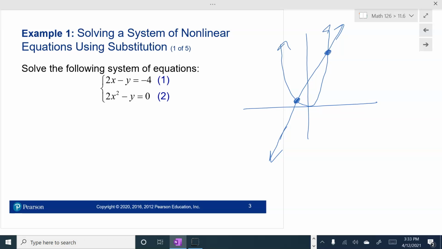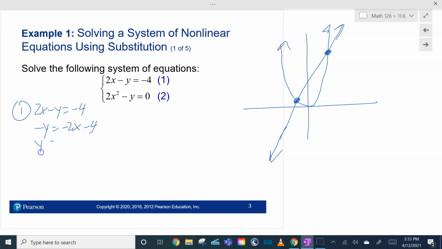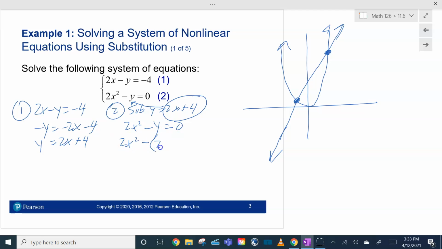Let's think about doing that algebraically then. I'm going to do this by substitution. So I'm going to take that linear, 2x minus y equals negative 4, and solve for y. So y equals 2x plus 4. And then I'm going to substitute that 2x plus 4 in for y into that other equation, the quadratic, 2x squared minus y equals 0. So we have 2x squared minus y, again y is 2x plus 4 from that linear equation, equals 0.